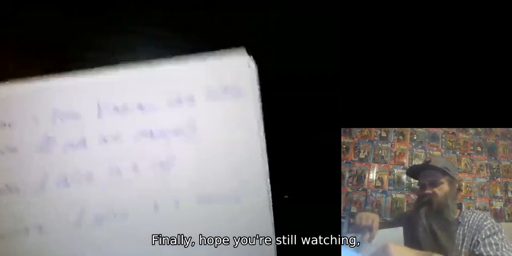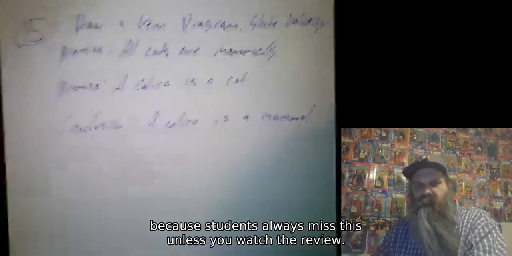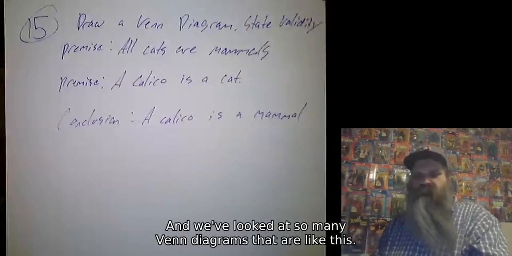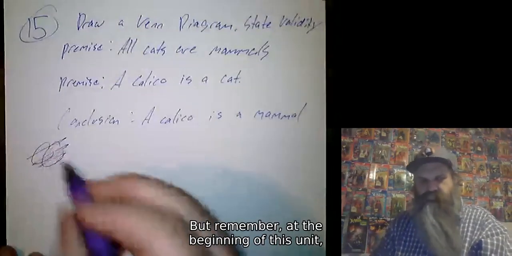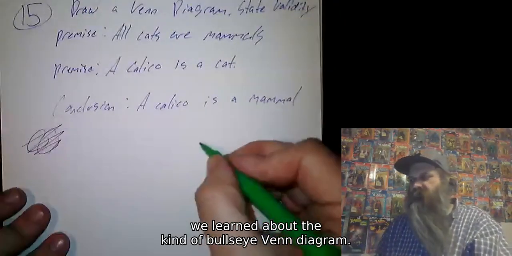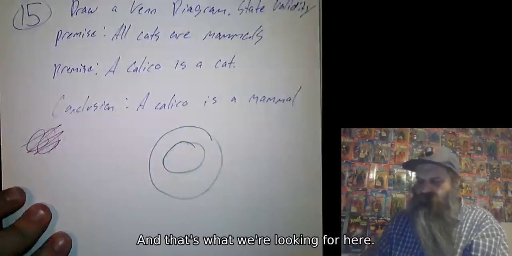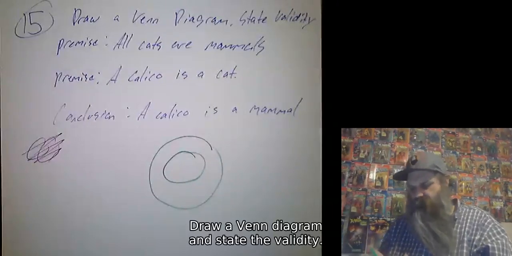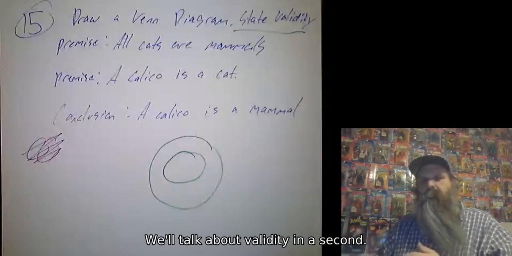Finally, hope you're still watching, because students always miss this unless you watch the review. It says draw a Venn diagram. And we've looked at so many Venn diagrams like this. But remember, at the beginning of this unit, we learned about the bullseye Venn diagram. And that's what we're looking for here. Draw a Venn diagram and state the validity. We'll talk about validity in a second.